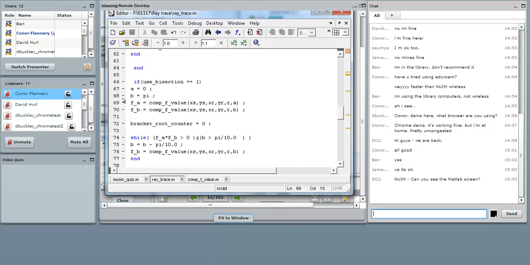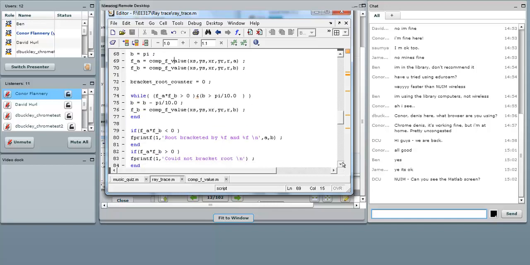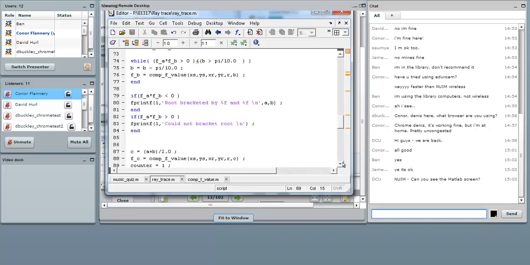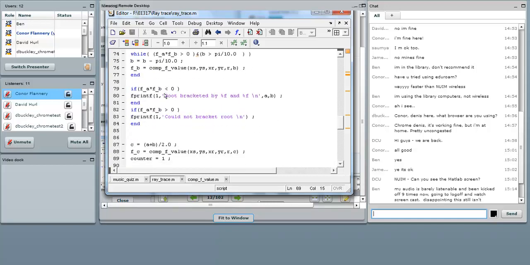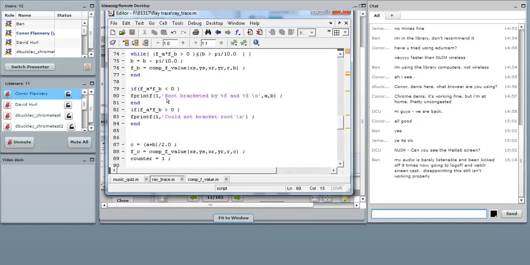A is a value of phi given by 0. B is a value of phi originally set to pi, but then made smaller and smaller until we find the B such that there's a root in between the two. Good. That's that. If FA FB is less than 0, we just print to the screen. We say root is bracketed between these values, A and B.